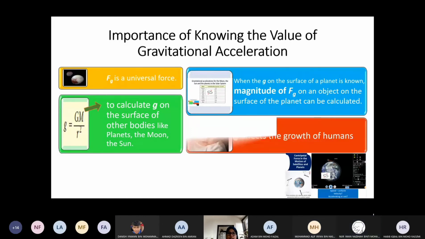Okay, and also when we know gravitational acceleration, we can also get the effects of growth of human. Okay, G also affects the growth of human. That means if you are somewhere else, you are not on the Earth, maybe your rate of growing is different. Okay, slightly different. Okay, so those are the importance.